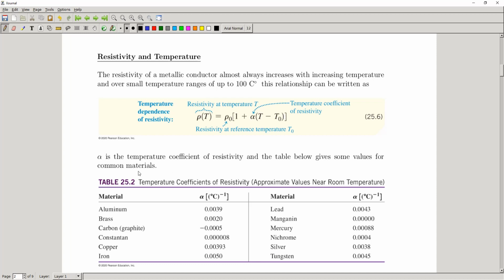We can see this in table 25.2, which gives us some alphas for some common materials we might see, aluminum, brass, and so forth. This equation would clearly be linear if we plotted it, and we simply put in the temperature that we're interested in. Let's say the reference temperature for this material was room temperature, 20 degrees Celsius. So our T naught would be 20 degrees Celsius. We would know rho naught at 20 degrees Celsius and alpha for that material. We could look it up in a table, and then we would simply substitute in our T and find our resistivity at that given temperature.